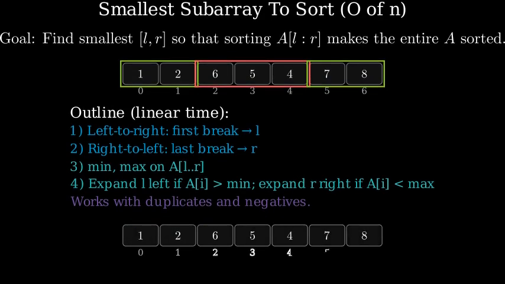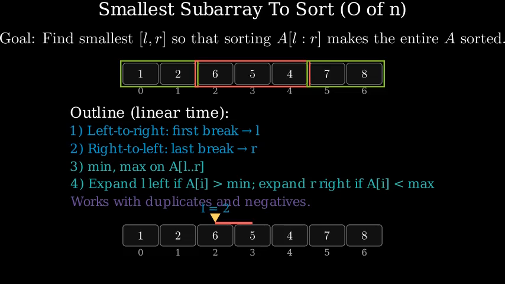Example 1. Consider this array of length 7. We will visually perform the left to right pass to find the first break, and then the right to left pass to find the last break. From left to right, we compare neighbors. 1 is less or equal than 2? Good. 2 is less or equal than 6? Good. 6 is greater than 5. Break found at index 2, so little l equals 2.